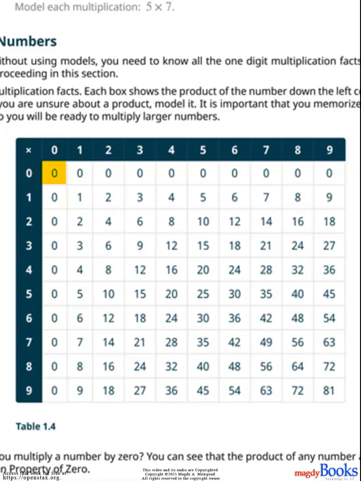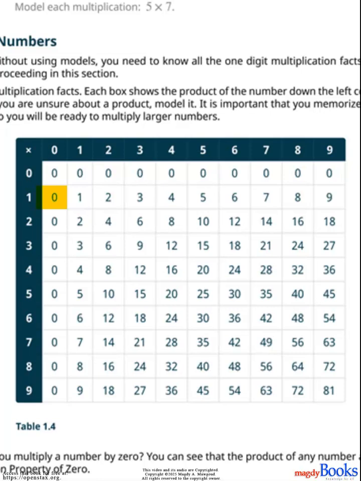0 times 0 is 0. 0 times 1 is 0. 0 times 2 is 0. 0 times 3 is 0. 0 times 4 is 0. 0 times 5 is 0. 0 times 6 is 0. 0 times 7 is 0. 0 times 8 is 0. 0 times 9 is 0.